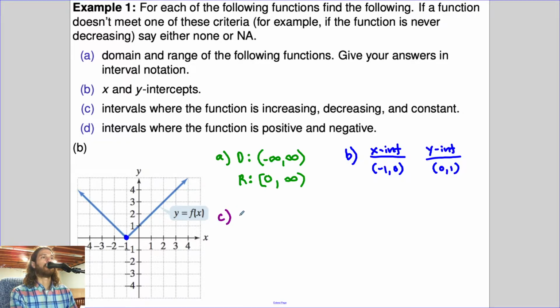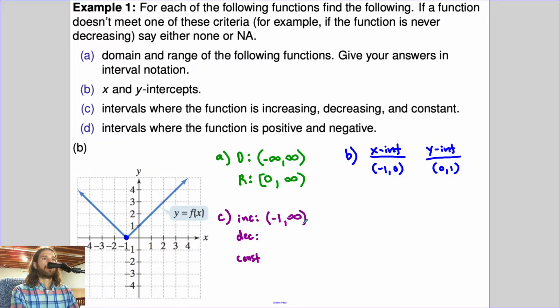Making all sorts of marks up on here. Okay. Part C, intervals where the function's increasing, decreasing, constant. Or are we biking uphill? If we're biking from left to right, the direction we read a book, where are we biking? Uphill. We're biking uphill from -1 all the way to infinity.